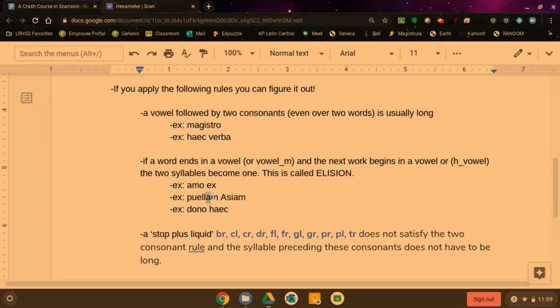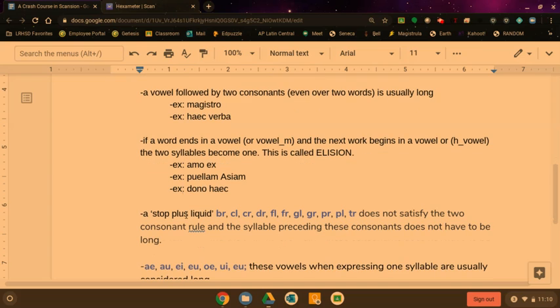Here, if a word ends in M, you ignore the M, so these two syllables would also align, and you do a little connecting symbol, which I'll show you when I give you some examples. And then here's an example. A word ends in a vowel. The next word begins with H, then a vowel, and so we just ignore the H, and those two syllables would join together. Now, we don't know if they're long or short, but we do know that they count as one syllable.